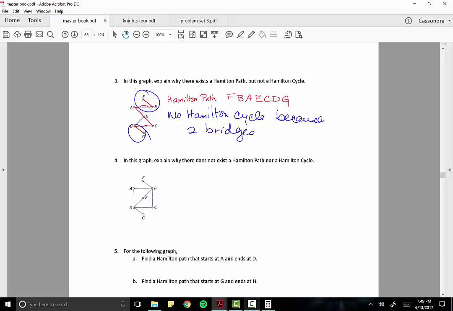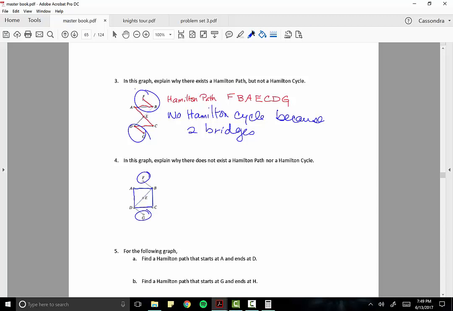In this graph, explain why there does not exist a Hamilton path nor a Hamilton cycle. Well, in order for it to be a Hamilton path, the edges going to vertex A would have to be in it, and the edges going to vertex C would have to be in it. Whether it be a Hamilton path or a cycle, I have to get to vertex C and I have to get out of it. And I can't just stop and start at vertex C or vertex A because I have the vertices of degree 1.